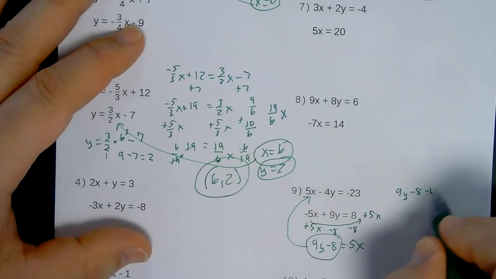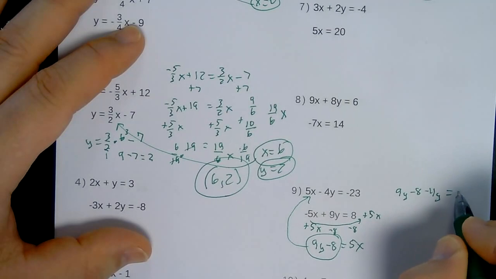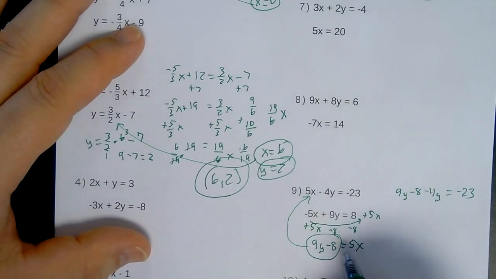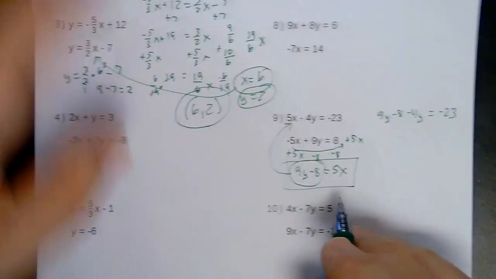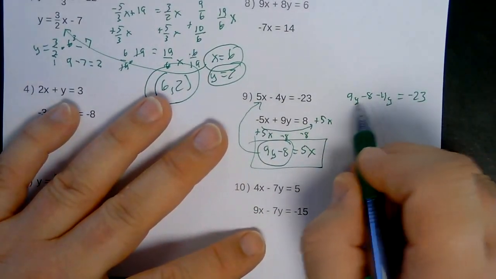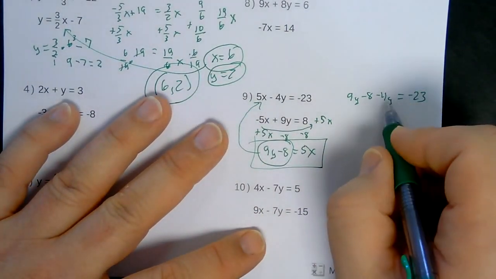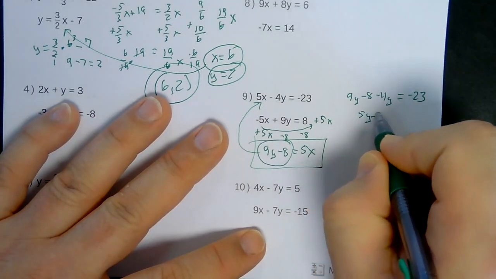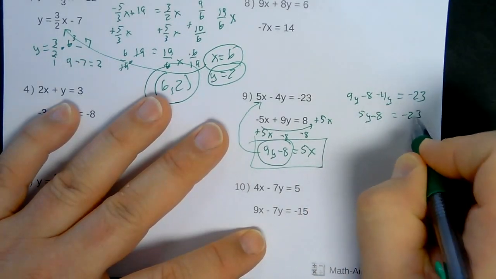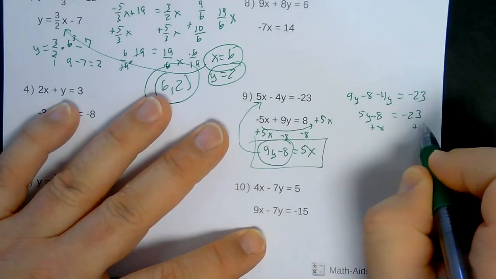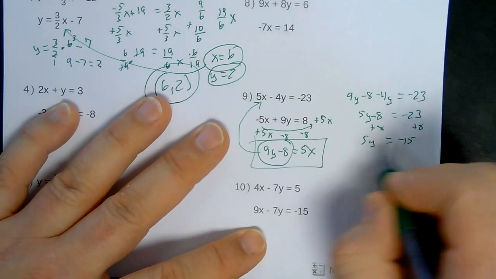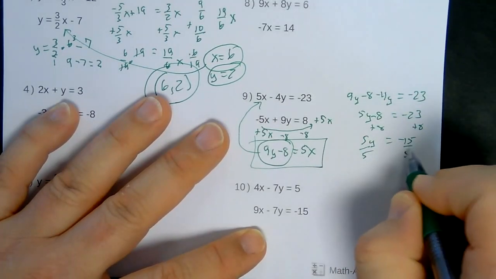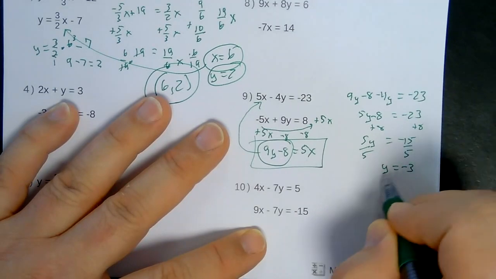Now I still have this minus 4y to take care of, and that's still equal to negative 23. Again, this is my substitution zone. I set it equal to 5x down here. So now let's go through. Do some simplifying. 9y minus 4y, that gives you 5y. Minus 8 is equal to negative 23. Add 8 to both sides. And you get 5y equals negative 15. And divide both sides by 5. So y equals negative 3.